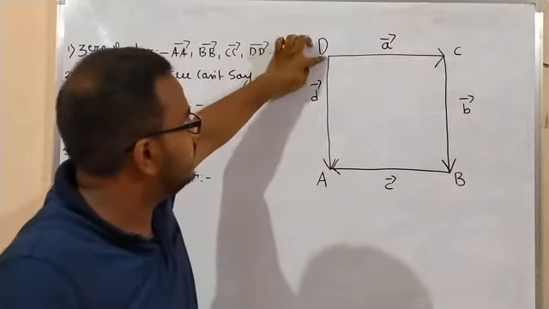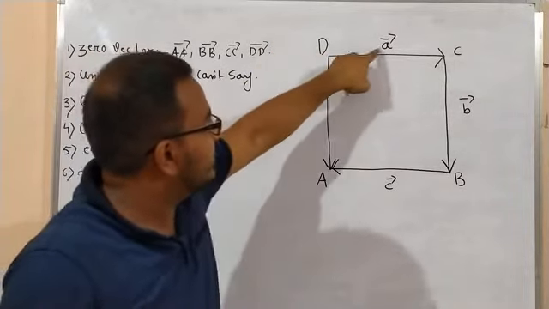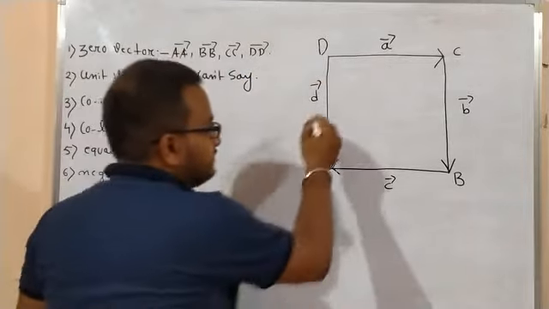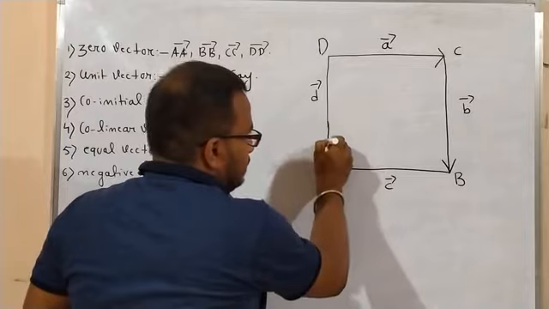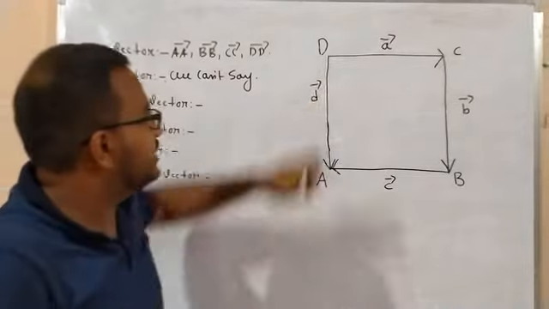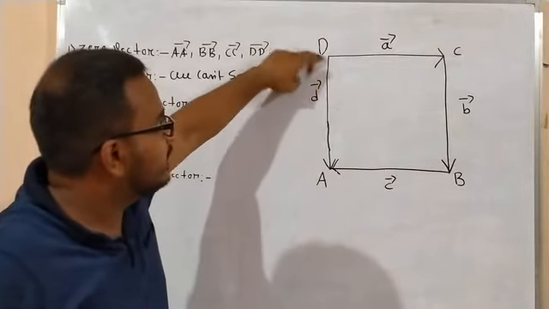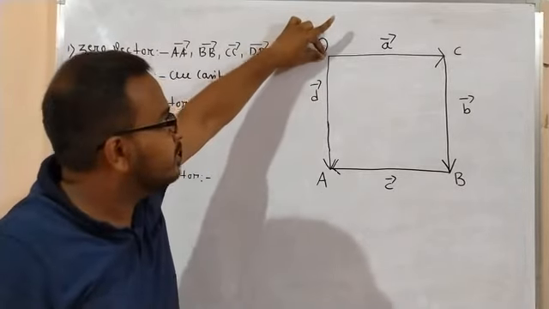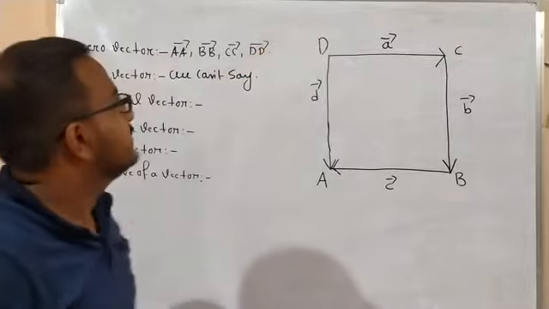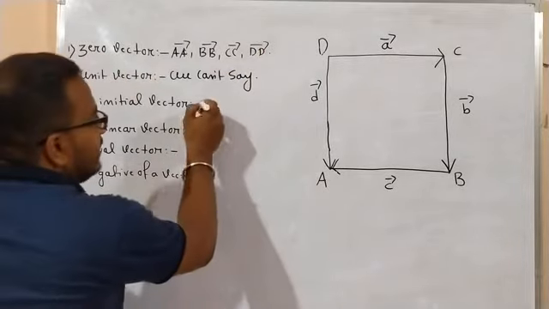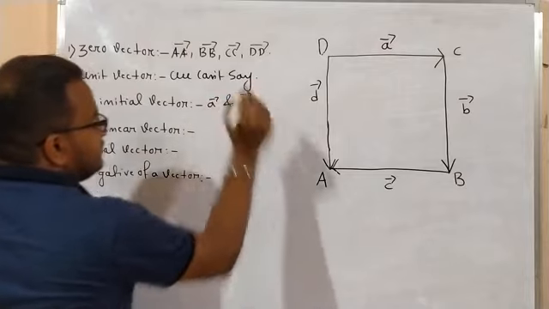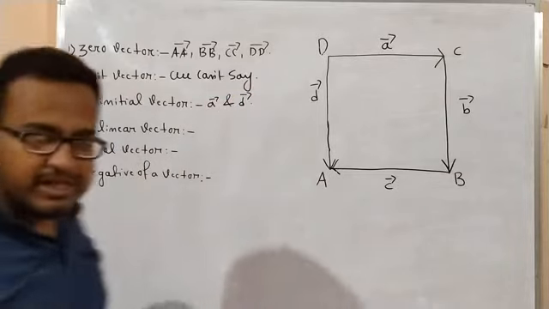This is the one initial point by which this A vector and this D vector form, right? With this initial point. So these two vectors are known as co-initial vectors, having the same initial point. So co-initial vectors are what? A vector and D vector. Okay.